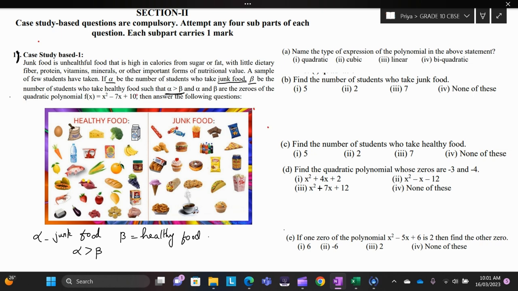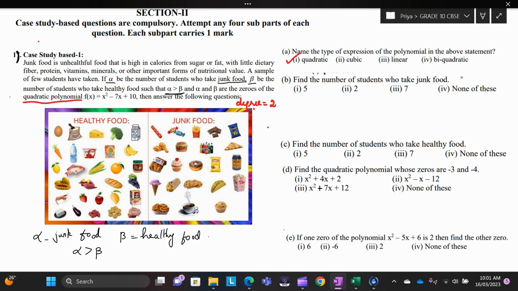Now come to the content. They have already given that alpha and beta are zeros of a quadratic polynomial. Okay, so that is a clue. And also I know that the highest degree of this polynomial is 2, isn't it? That is the degree or power of a variable. So the highest degree is 2, hence it is quadratic. Got it?